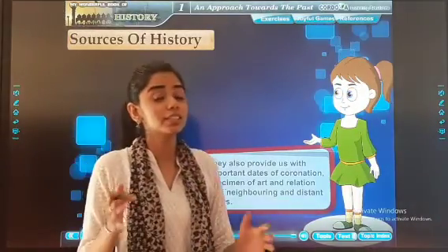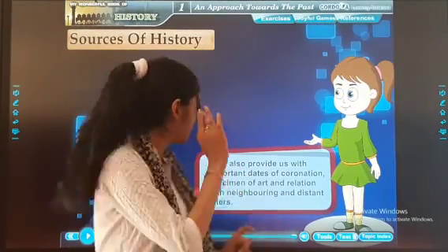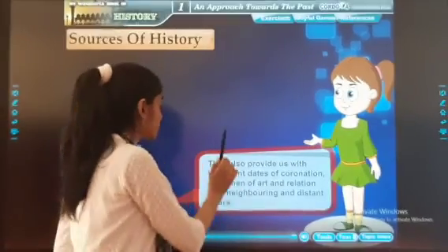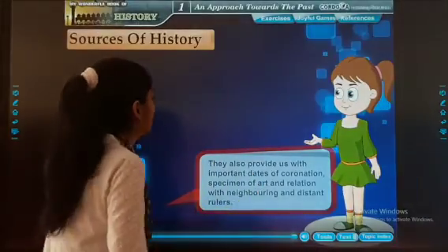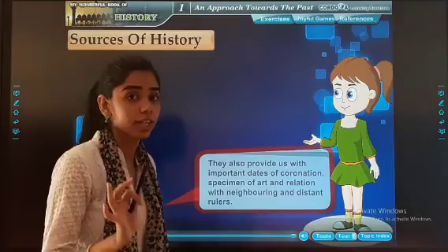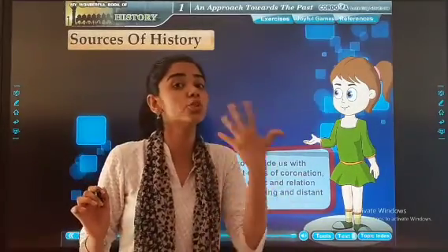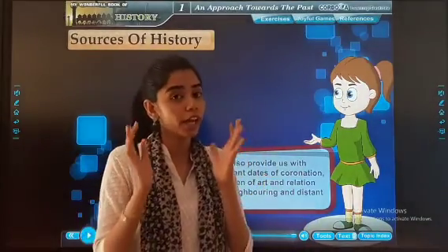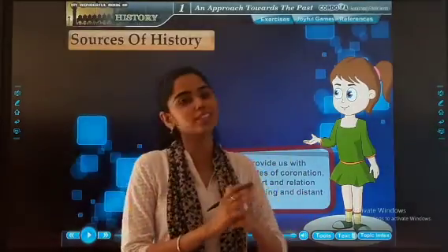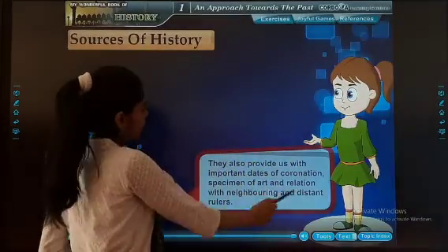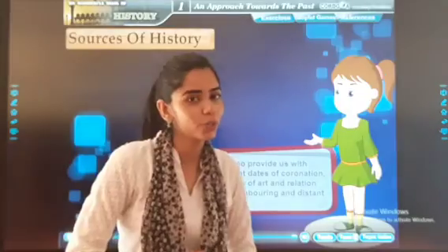So what does the inscriptions provide us? They provide us with the important dates of coronation, specimen of art. As I told you, it depicts, it shows us the art which was there at that time, thousands of years ago, and the relation with neighboring and distant rulers.